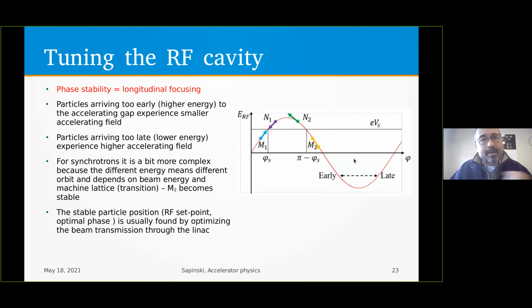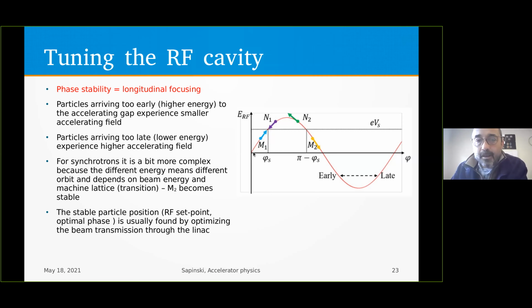All right, now this is something I would like to explain, the phase stability concept. It's actually a very important concept. In this RF acceleration, we have a sinusoidal accelerating field, right? On this picture, you have the phase of the oscillation of the field and the field amplitude. So sometimes the field is positive, accelerating the particle, and half of the time it's actually decelerating the particle. This is actually how the accelerator works.